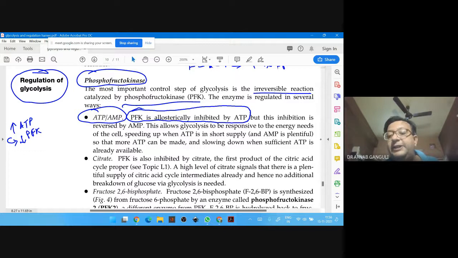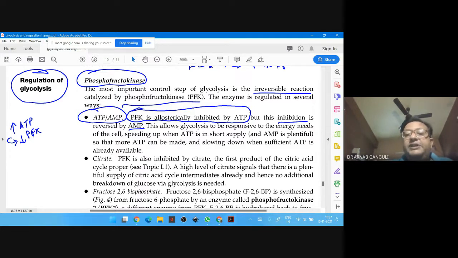But this inhibition is reversed by AMP. A lot of ATP in the cell means that the cell doesn't need energy. So glycolysis is not needed. It will stop. But if there is high AMP, that means ATP has been finished and a lot of AMP has been formed, and that means the cell needs more ATP, more energy.